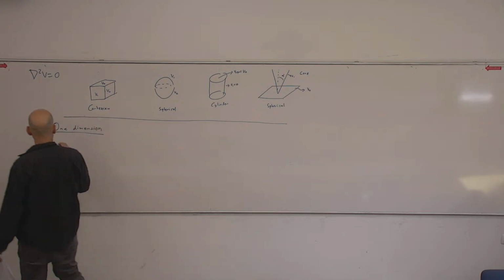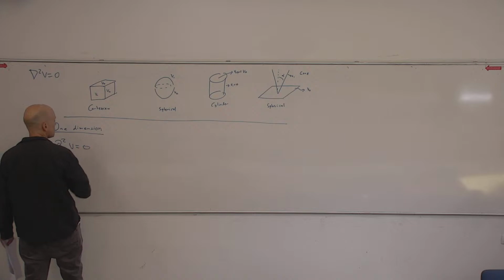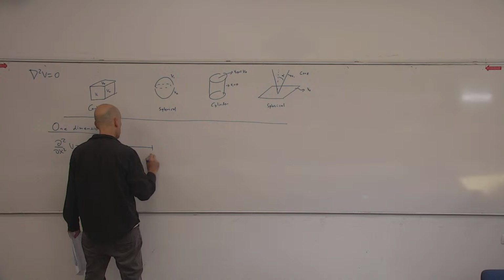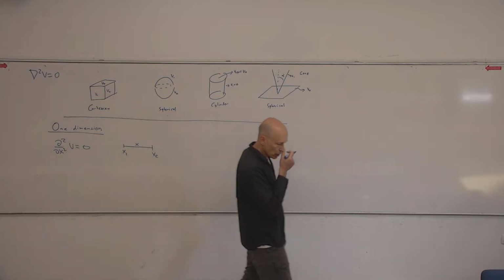So what is this equation in 1 dimension? It's simply this. And I want to solve it in an interval. So I have x1, x2, and x is in the middle. And what is the solution of this equation?